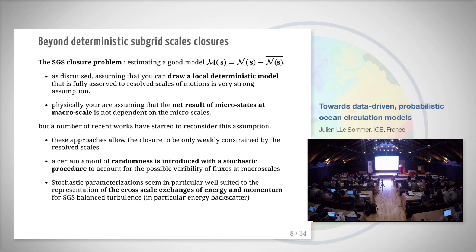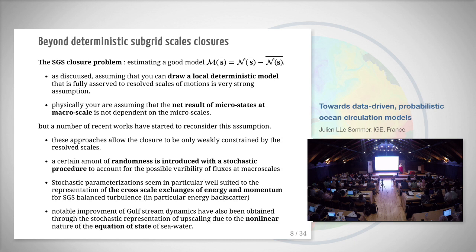So that's one of the reasons why it's really key there. And also, notable, but I mean radical, substantial improvement of Gulf Stream dynamics has been obtained through simply looking at a term nobody has ever looked at before, basically taking into consideration the fact that there's a nonlinearity that we're not looking at in ocean models. It's the nonlinearity of the equation of state, and that there could be upscaling through this nonlinearity, and that a good way to account for this upscaling is through stochastic procedures.